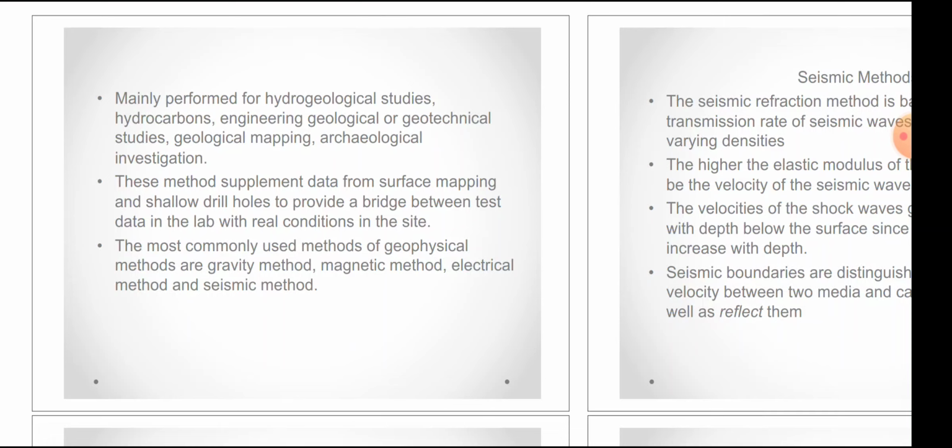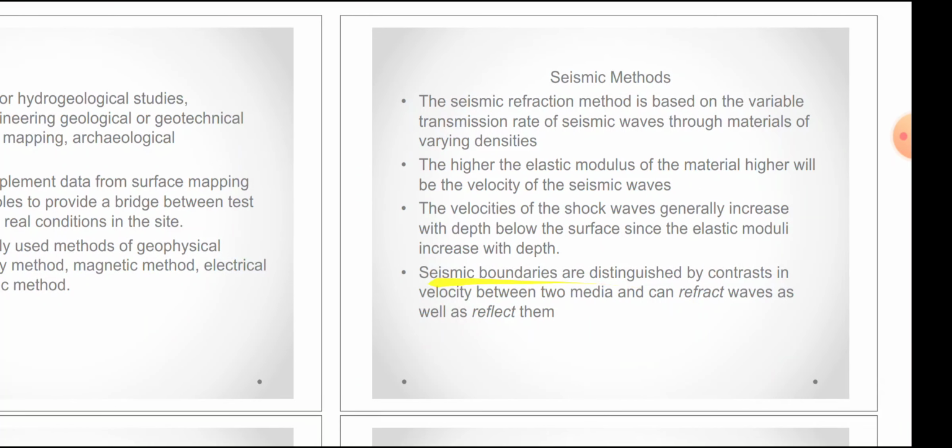The most commonly used geophysical methods are the gravity method, magnetic method, electrical method, and seismic method. The seismic refraction method is based on the variable transmission rate of seismic waves through metals of varying densities. The higher the elastic modulus of the metal, the higher the velocity of seismic waves. The velocity of the shock waves generally increases with depth below the surface, since the elastic moduli increase with depth.